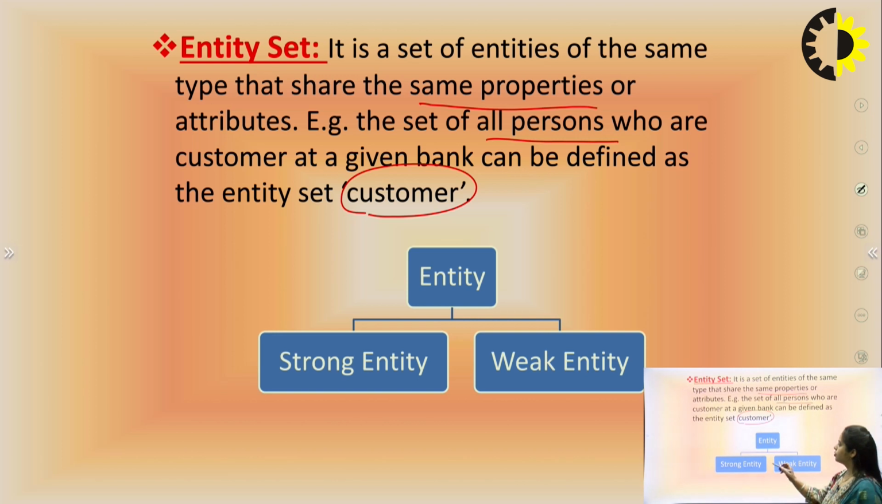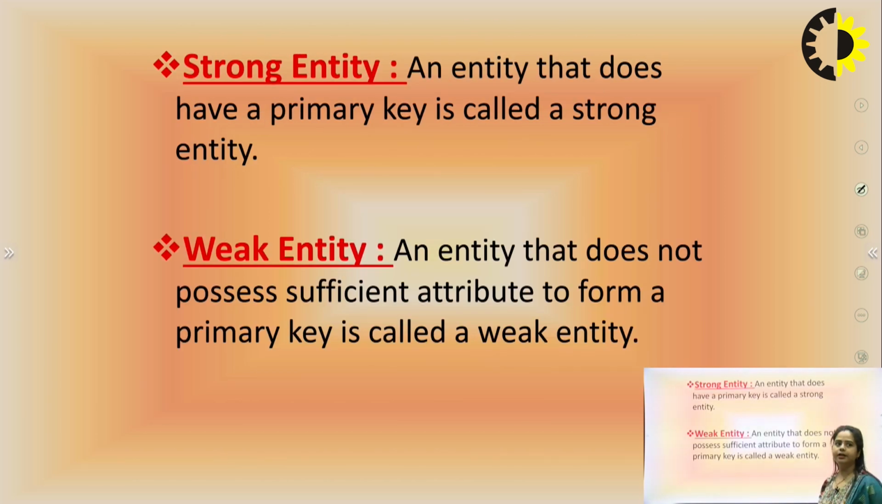Now, entities may be of two types: one is a strong entity, the second is a weak entity. What is a strong entity? An entity that has a primary key. What is the meaning of primary key? It means that an entity has at least one property with the help of which we can define the entire entity, known as the primary key. If an entity has such a characteristic in itself, so that with its help we can define the entire entity, it is known as the primary key, and that entity is known as a strong entity.